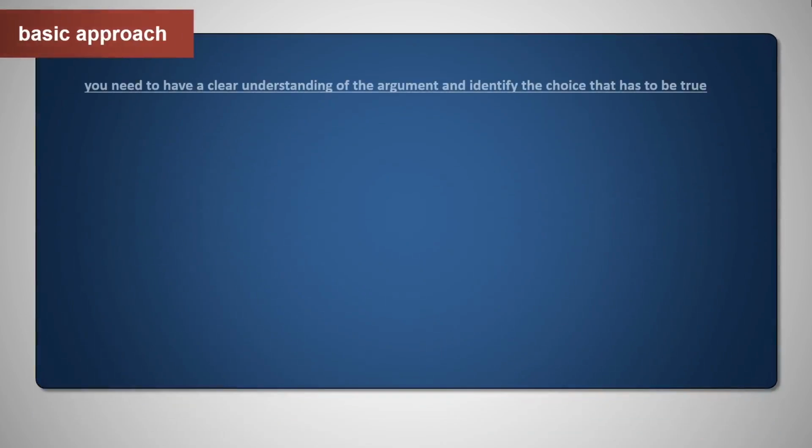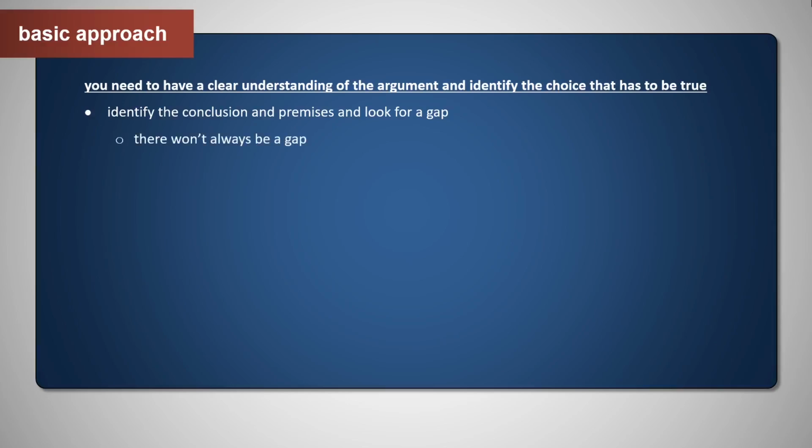Okay, in terms of the basic approach, you need to have a clear understanding of the argument, and you need to be able to identify the choice that has to be true. So you identify the conclusion and premises, and you want to look for a gap. Now there won't always be a gap, so being clear on the conclusion is actually key. But you do want to look for a gap, because a common variation for these involves a gap. That being said, focusing on the conclusion is important because a lot of the answer choices will in some sense be very relevant to the conclusion.